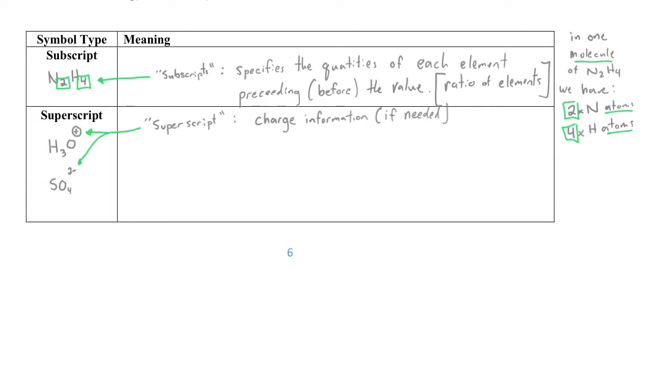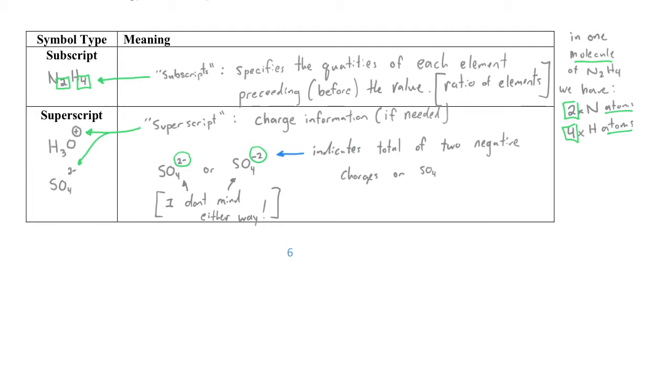If we have multiple charges, say we had a 2 negative charge, we would write -2, or 2 negative, up here as well. So if we need to indicate a charge on a species, we'll indicate the type of charge, meaning positive or negative, and the magnitude of that positive or negative charge with a numerical value indicating such.